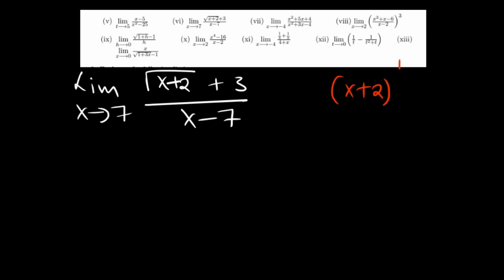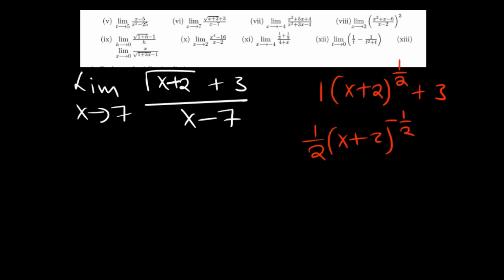Square root is the same as the power half, plus a 3. So how do you differentiate that? The derivative there is going to be, we're going to apply the chain rule. So 1 times half is half. Reduce the power by 1, it becomes negative half.